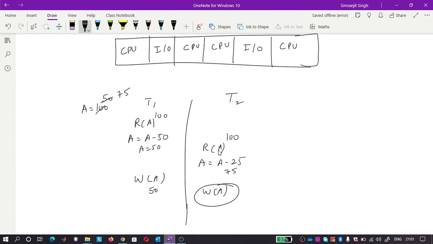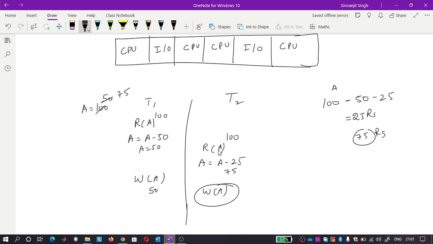But actually that should not happen. Why? Because in these two transactions, person A started with 100 rupees, transferred 50 rupees, and then transferred 25 rupees again. Now person A should only be left with 25 rupees, let alone 75 rupees.